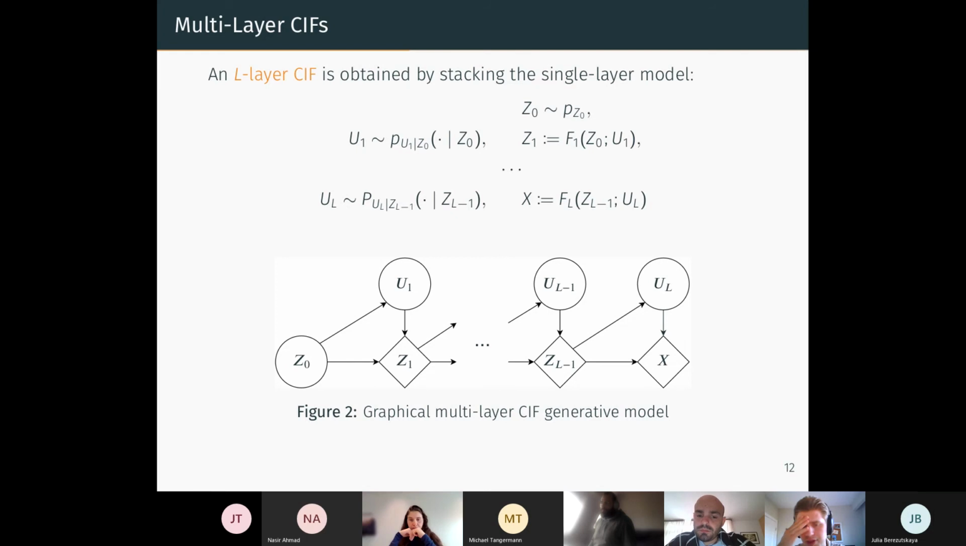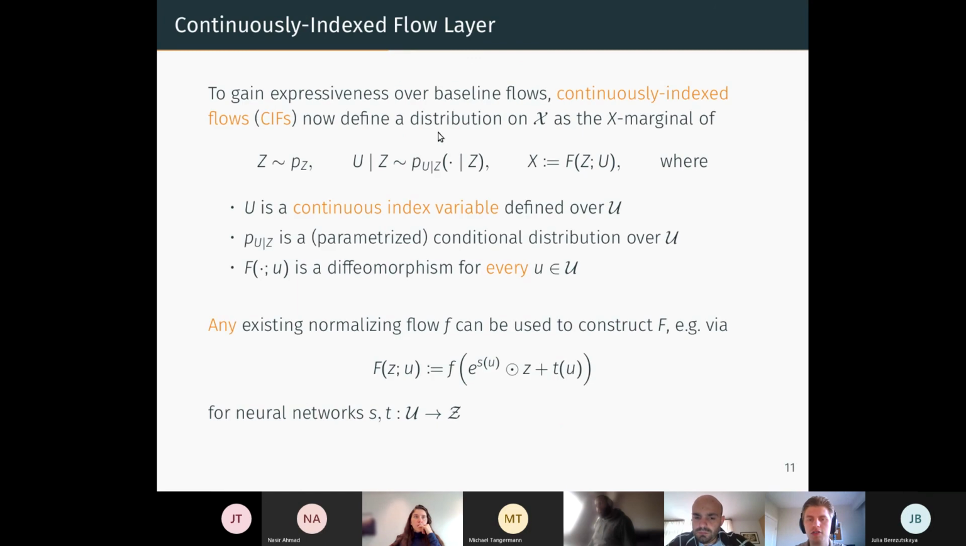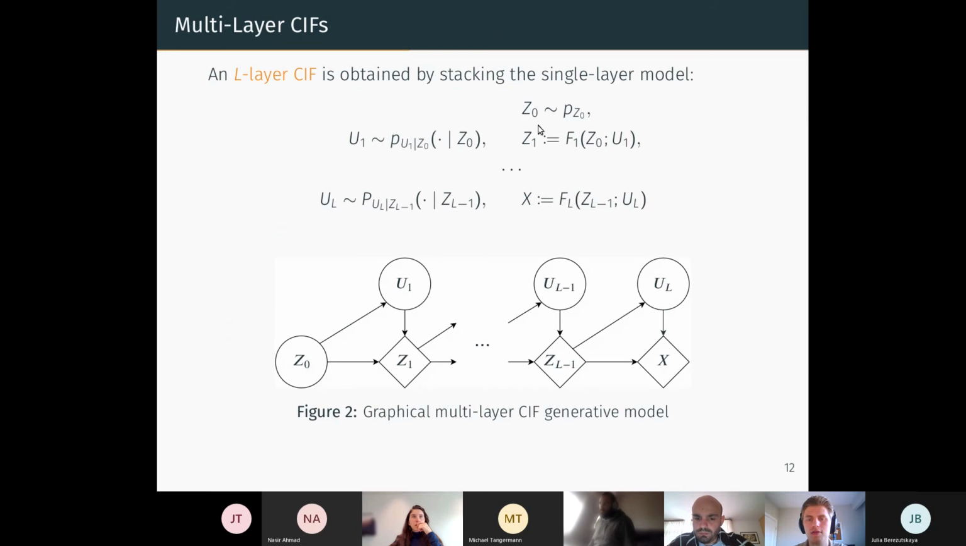So now, like in baseline normalizing flows, we can stack the CIF construction repeatedly. So what we're going to do is take these last two steps and repeat them over and over again. So again, remember, we're trying to model a value of x. So we're building a generative model up for this x. So we start by sampling from a simple distribution. Then we sample our first u value, conditioned on the previous z value. And then given z0 and u1, we know z1 exactly, because this capital F is deterministic given the previous two values. And then we continue this process all the way down until we reach our x value.